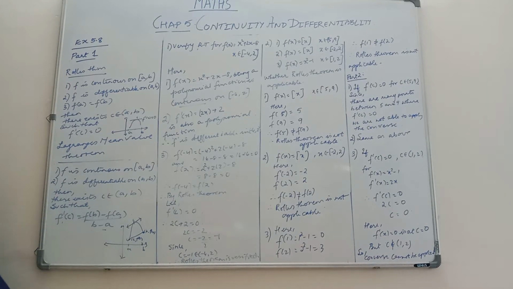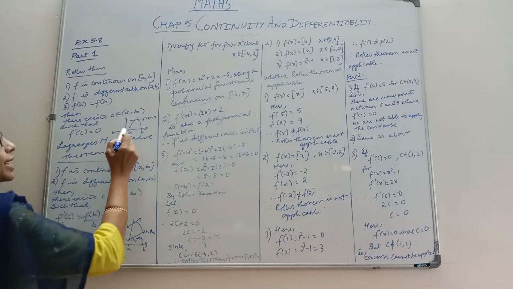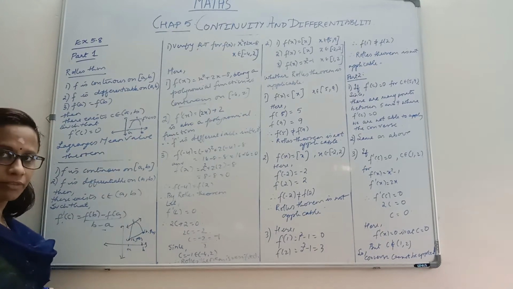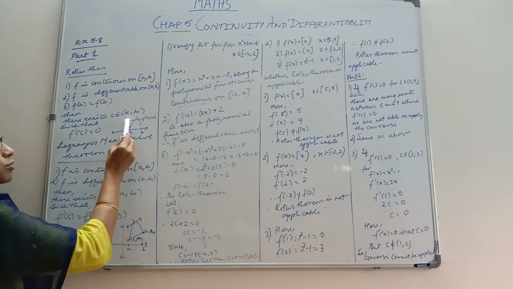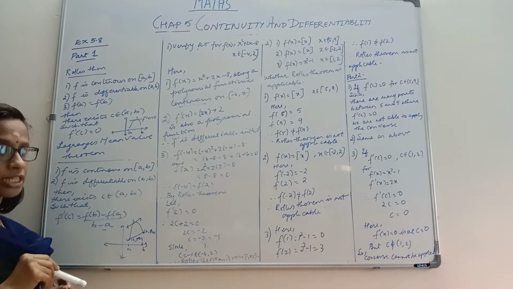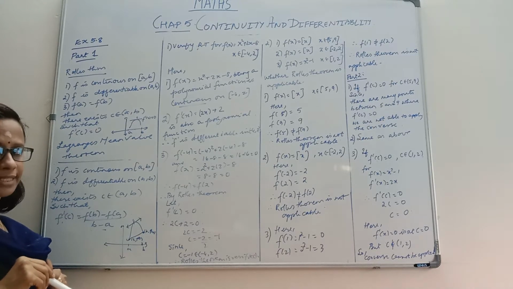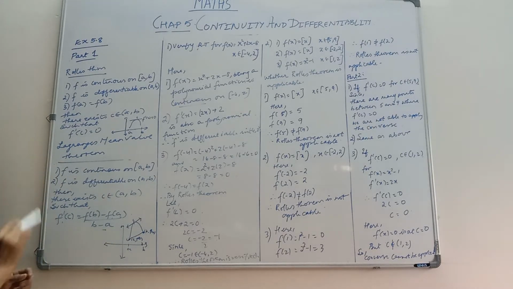Now geometrically, if you want to understand that condition, this is your function, the curve is given by the function, and f'(c) equal to 0 means if you draw the tangent at this point c, then it will be parallel to the x-axis. That is the meaning. So that's about Rolle's theorem.